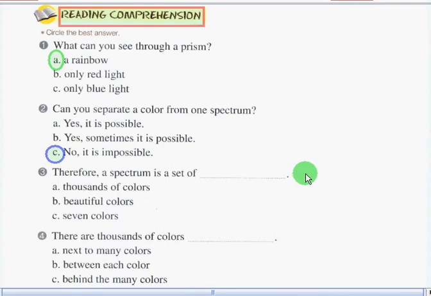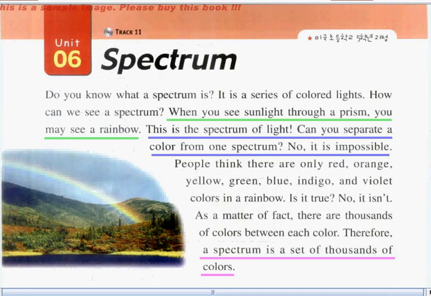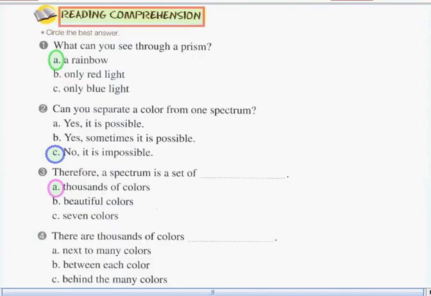Therefore, a spectrum is a set of blank. So what is the answer? It's letter A, thousands of colors. Here, a spectrum is a set of thousands of colors. And now the last number in this first activity, number 4.